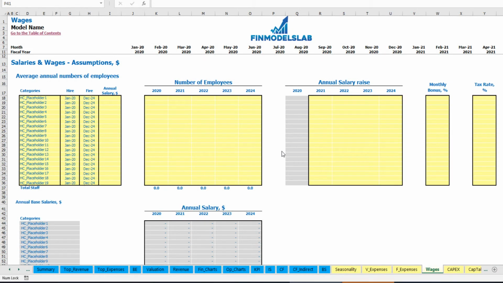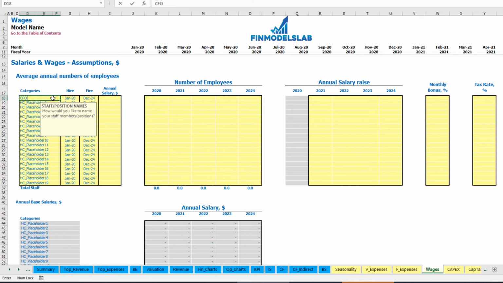On the wages tab you can input your headcount by categories with hire and fire date, with annual salary, with the ability to input a different number of employees by years, with annual salary rise percentage, with monthly bonus and tax rate. Let me give you a couple of examples.